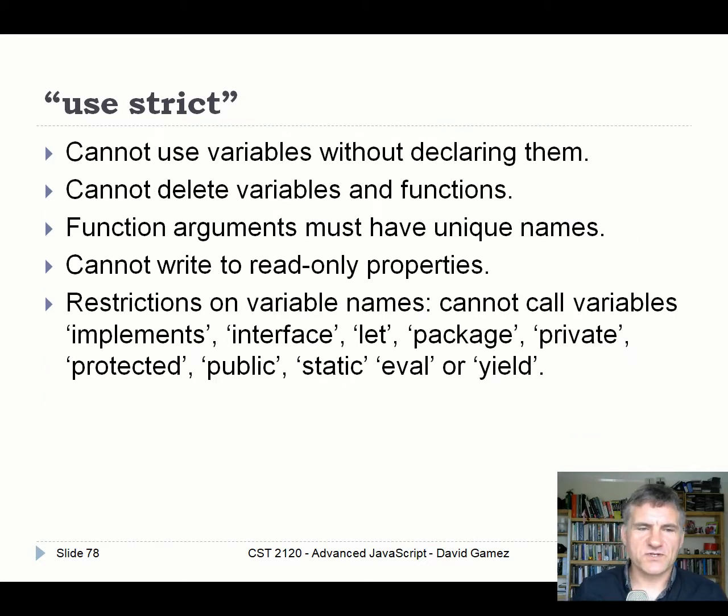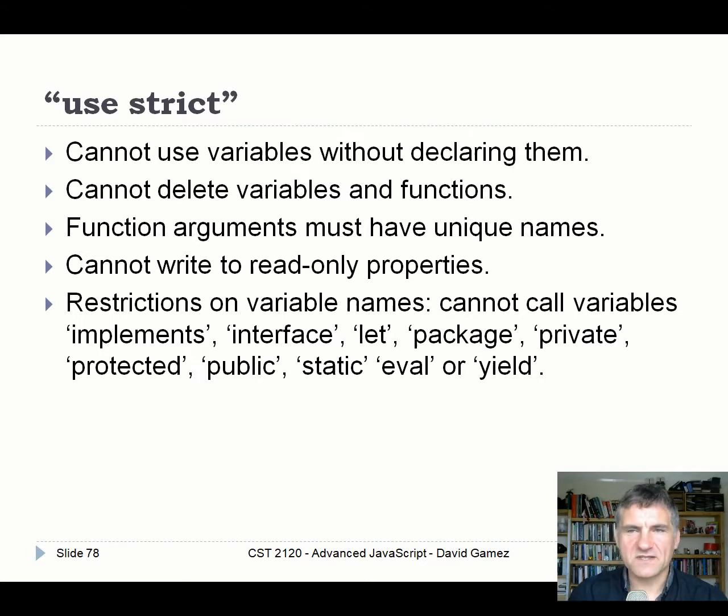So these are the rules of use strict. You can't use variables without declaring them. You should never do this stuff anyway, but this means it's actually checked rather than just implicit. You can't delete variables and functions. Function arguments must have unique names. You can't write to read-only properties, and you can't call your variables silly names.